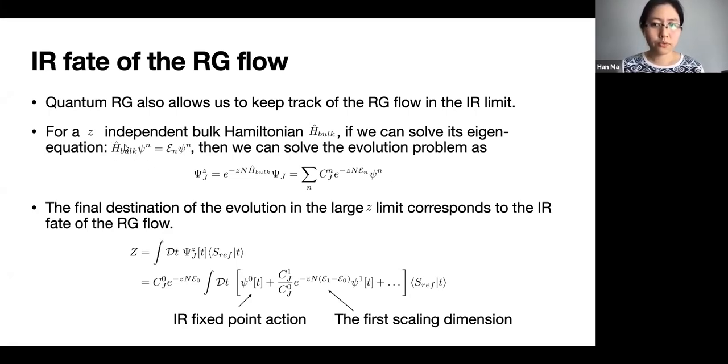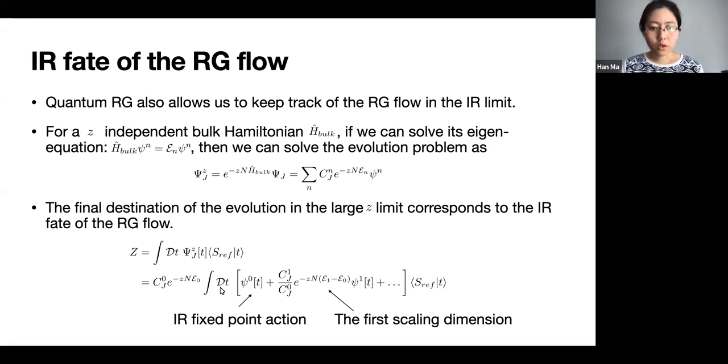So if we can solve the eigenstates and eigenenergies of this Hamiltonian, then we can expand the initial state in terms of the eigenstates. And then the time evolution only changes the coefficients of this expansion according to the eigenenergy. This is what we learned from quantum mechanics. And then finally, by inserting the expression of the final wave function into the partition function, we can get the properties at RG time Z.